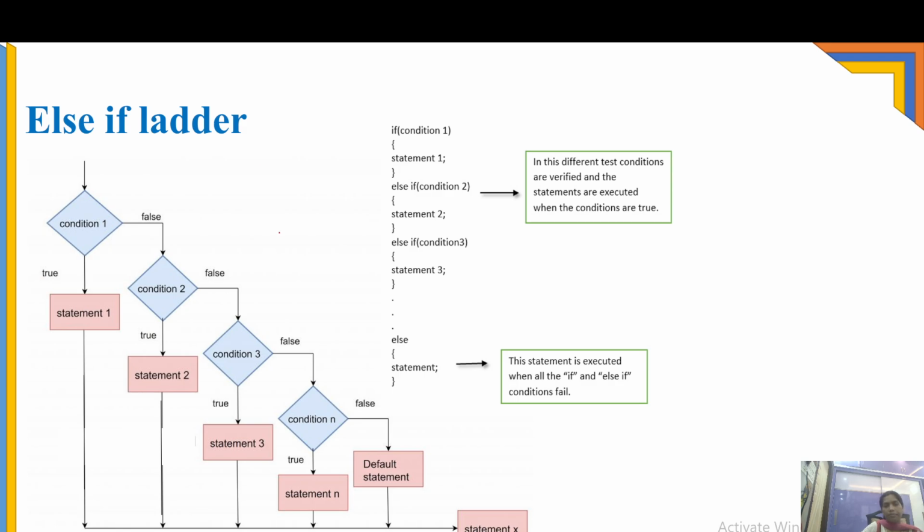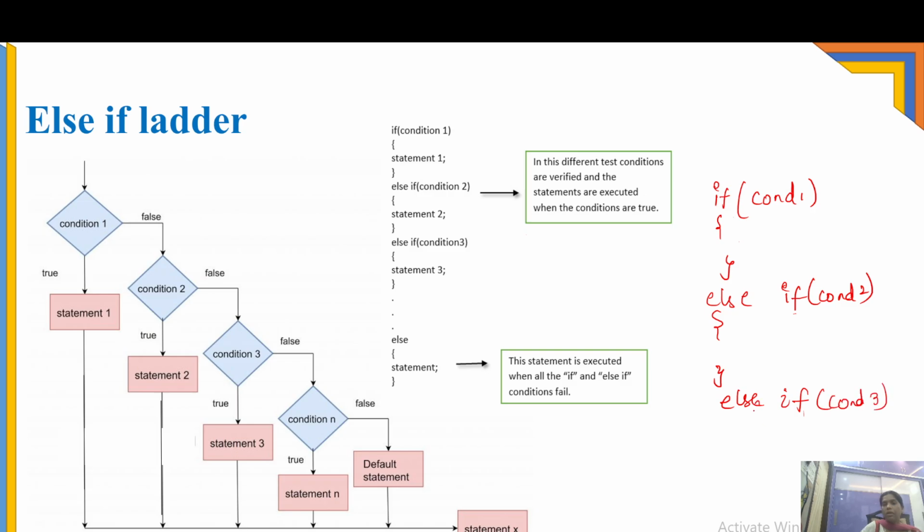Next, else if ladder. If condition 1 is false, it will go to the else part, right? In else, again we are checking condition 2. If this is false also, again we will write the else part, right? Else if condition 3. In this way we will write if beside else.